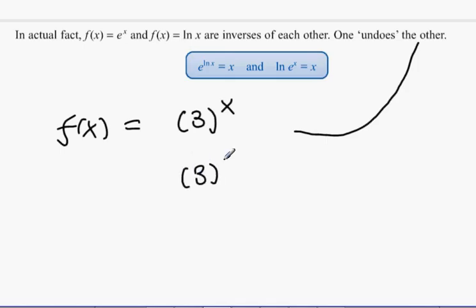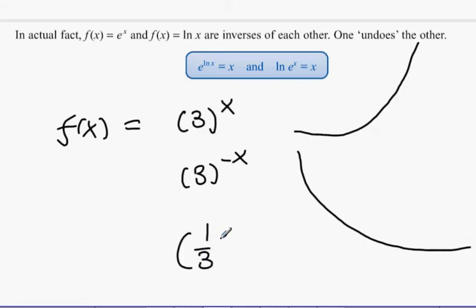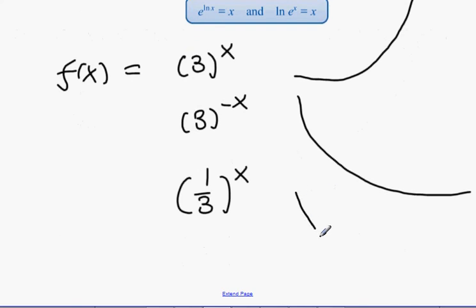Yet 3 to the minus x, how does that go? Starts off big and goes downwards. Well, and some people then ask me, what about a third to the power of x? Well, a third to the power of x also follows this graph downwards. Okay, now let me explain why, Adam.